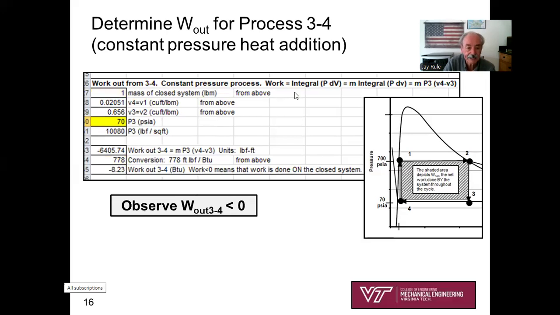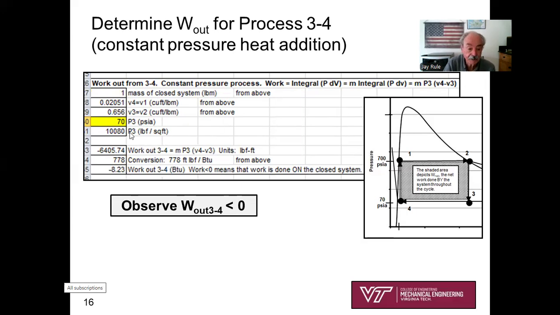Okay, let's see. What's next? The work out for process 3 to 4. So for 2 to 3, the work out, I would write down in my solution, the work out from 2 to 3 is 0. Okay, 3 to 4. The work out is going to be a negative number. I think you probably see the drill.